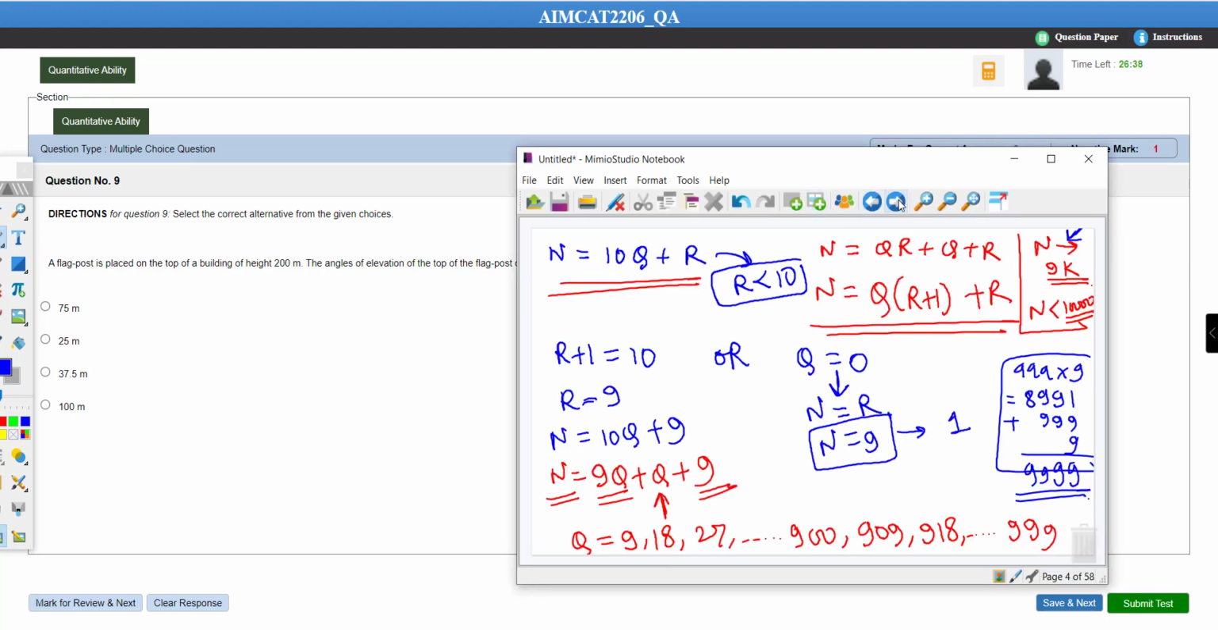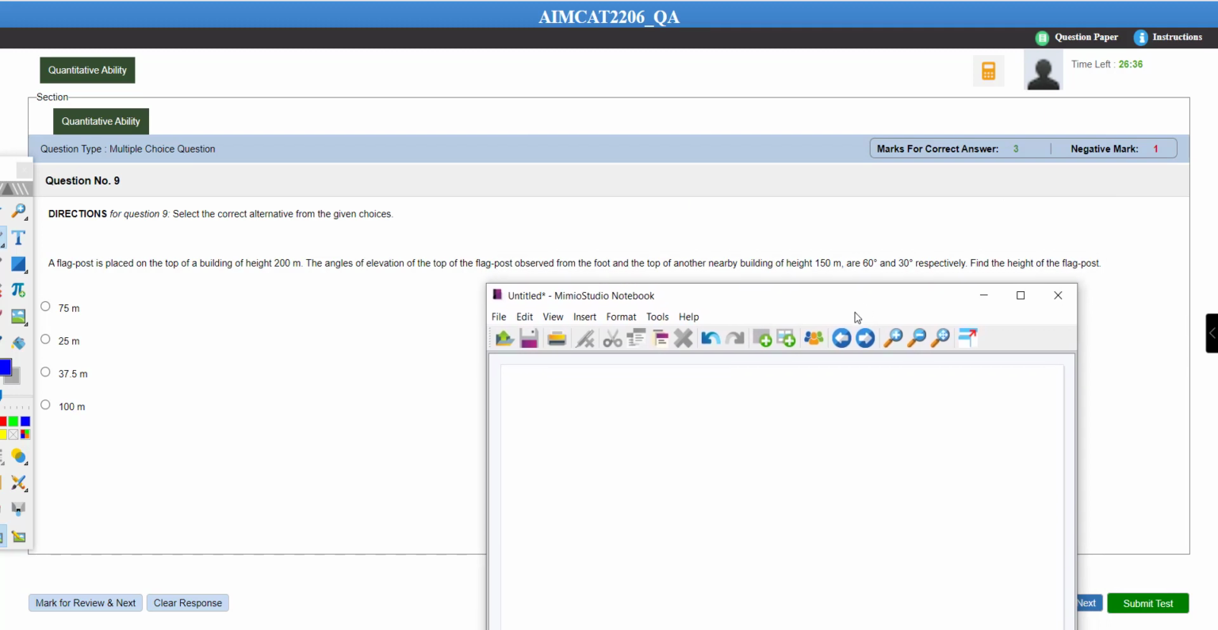Let's do this. So let's draw a diagram first of all. A flag post is placed on a building of height 200 meters. So this is a building, and let's say this is a flag post. There is another building of height. Okay, there is another building. The angle of elevation from this and from this, we know, so we need to do some construction here.